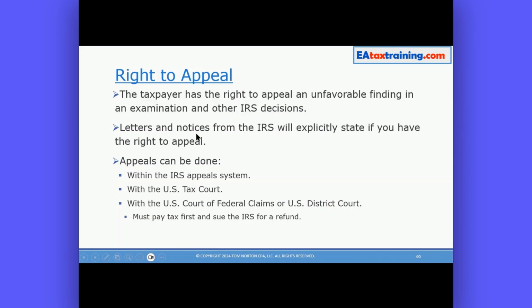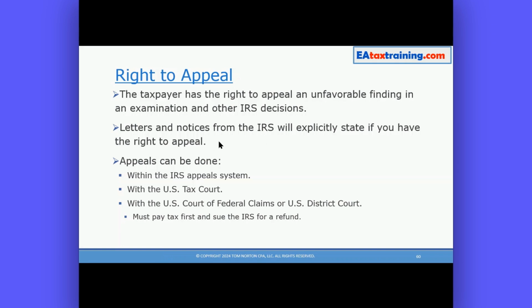So the taxpayer has the right to appeal an unfavorable finding in any audit or other IRS decisions. Letters and notices will explicitly state if you have the right to appeal. Sometimes they leave this off, but the letter should say that you have a right to appeal and you have to do it within so many days, and basically outline what your rights are as a taxpayer.